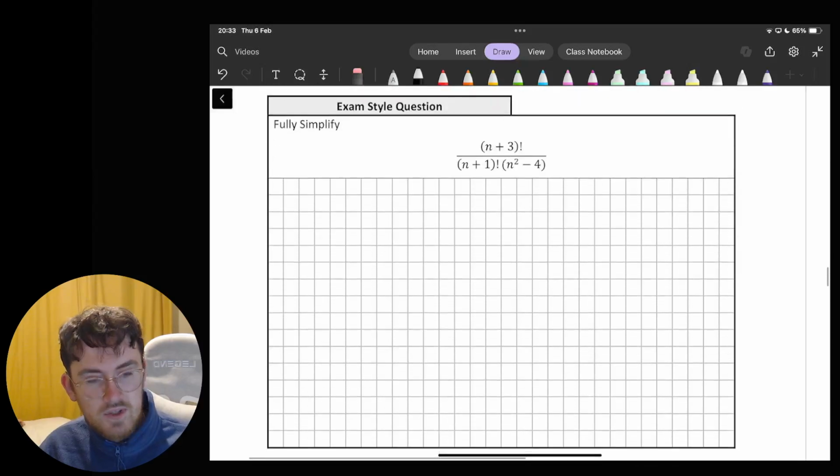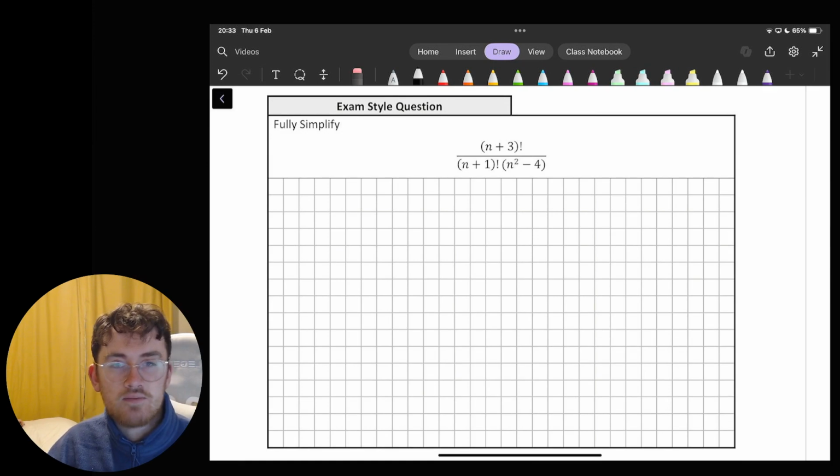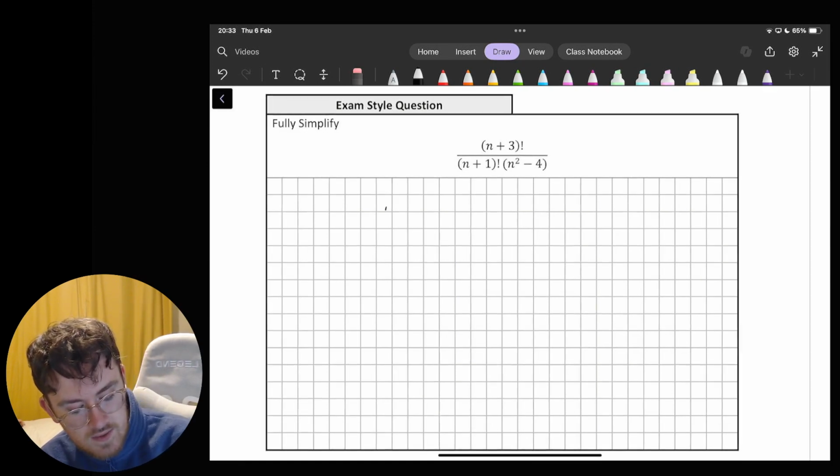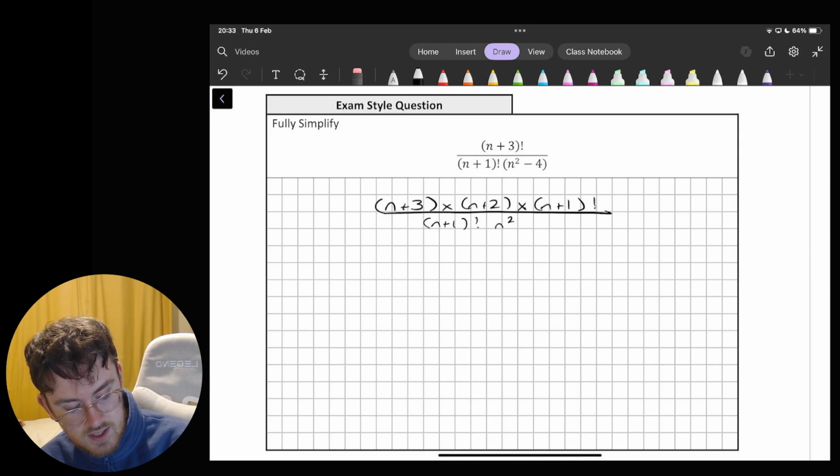We look at one more example here. N plus 3 factorial over n plus 1 factorial over n squared minus 4. So we're going to rewrite the n plus 3 factorial. So starting at n plus 3 times n plus 2 times n plus 1. Of course, I'm going to let that be my factorial to continue with because I know that n plus 1 factorial is on the bottom there. So that leaves me with n plus 3 times n plus 2.